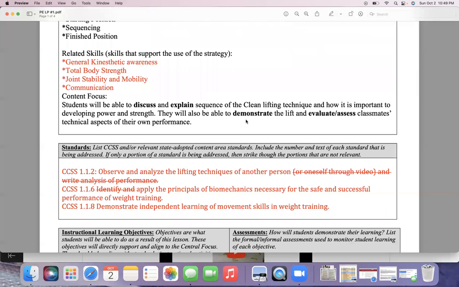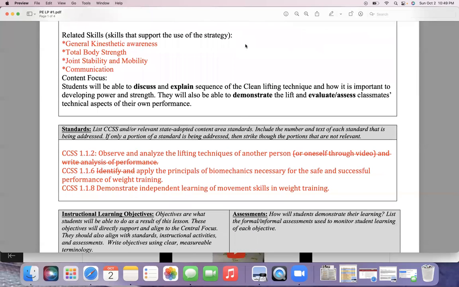Here we have the standards. So he listed the Common Core state standards, which basically states the relevance of this lesson plan and the standards that they fall under. And then here you can see some of them have been struck through, which means that they're just not relevant to part of this lesson.